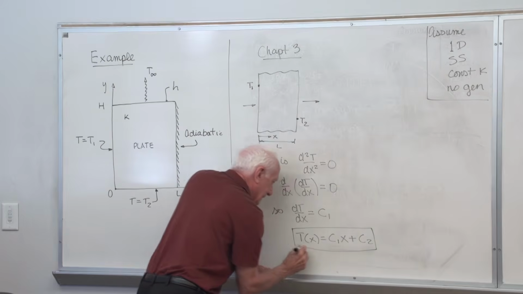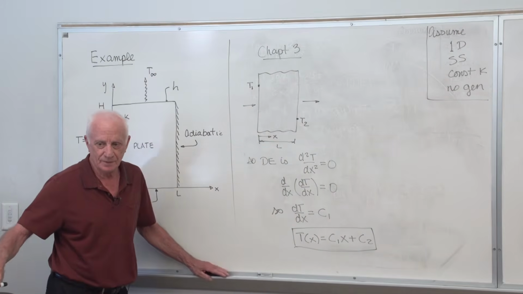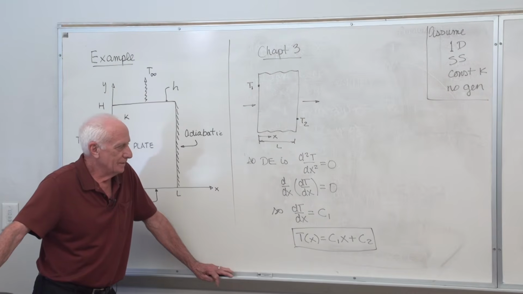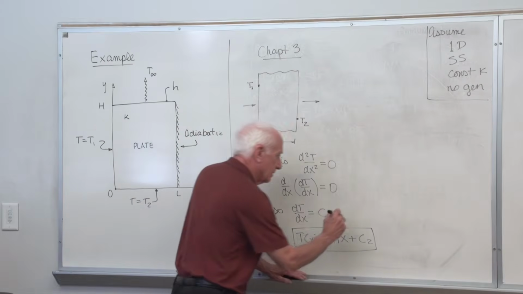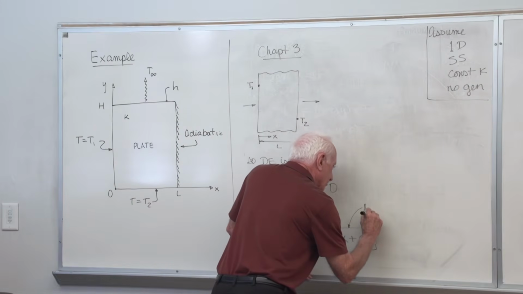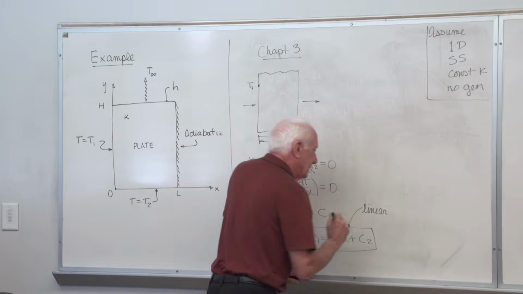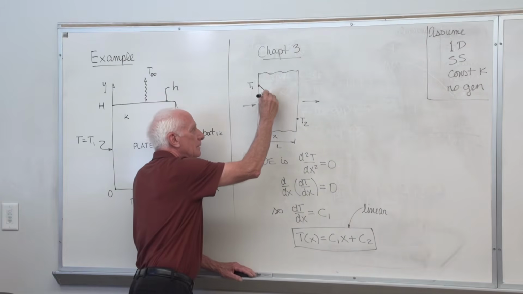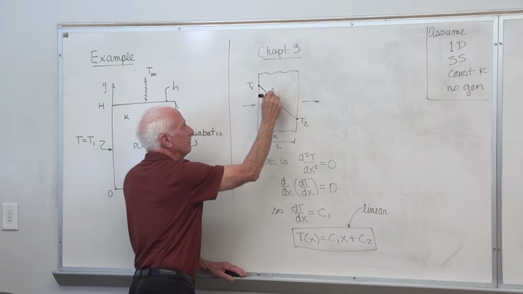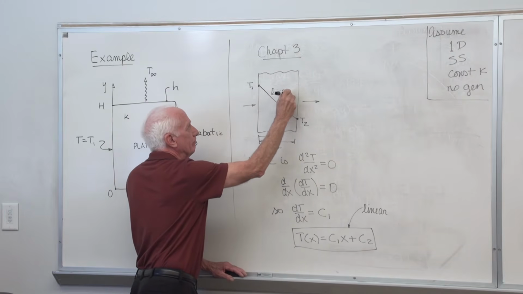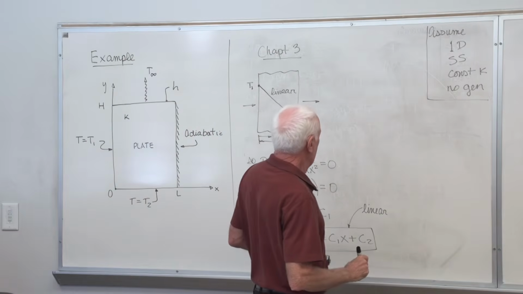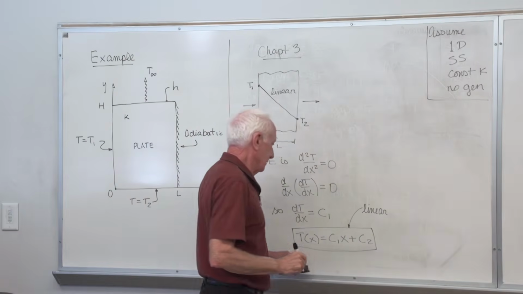Once I do that, I can see a very important conclusion. If all four of those assumptions are true, the temperature variation through the wall is going to be linear. Linear. So now I know. It looks like that. Linear. Okay. Now I'm going to find C1 and C2.